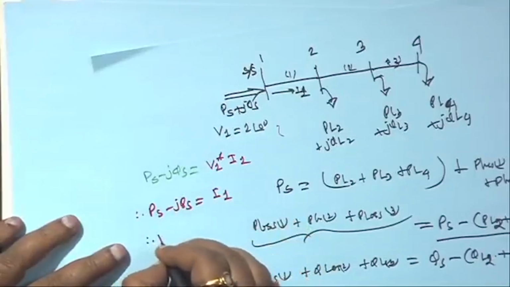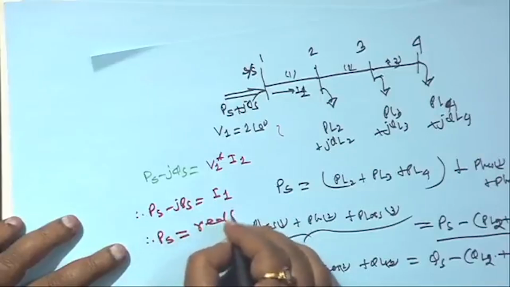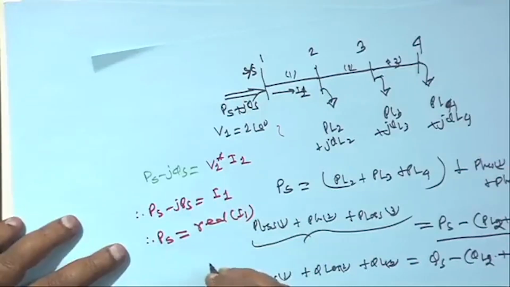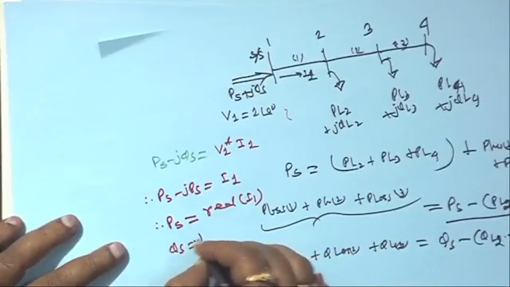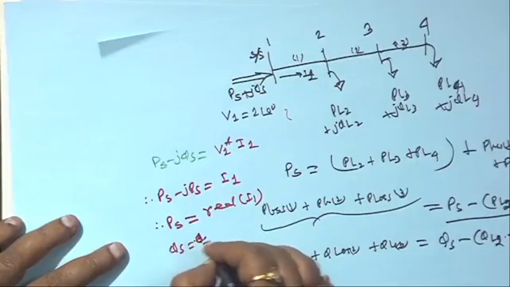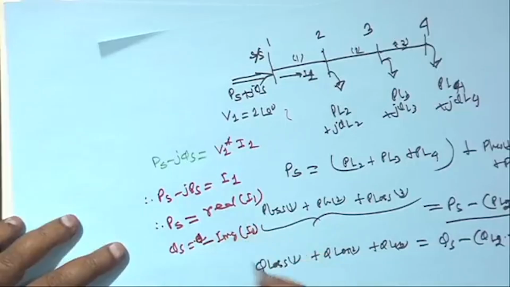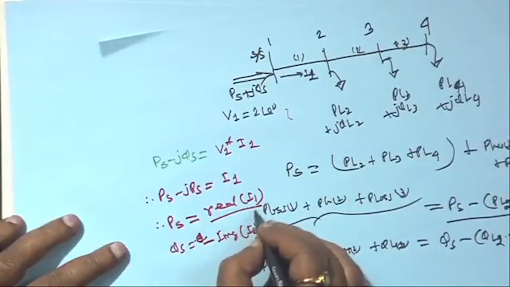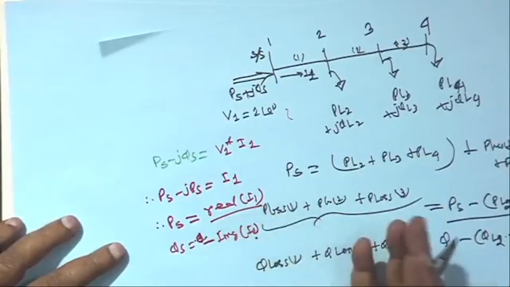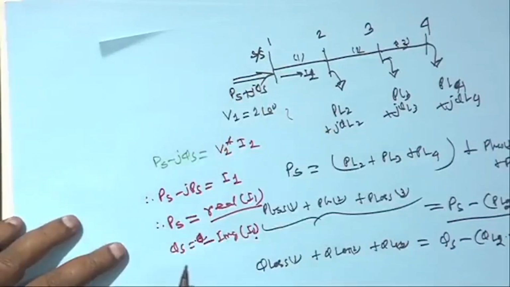That means, in per unit, the substation power PS is equal to the real part of I1, and the substation reactive power QS is equal to minus the imaginary part of I1, because of the minus sign. Whatever comes out, multiplied by the corresponding base value, you will get the real quantity. This is the power injected from the substation.